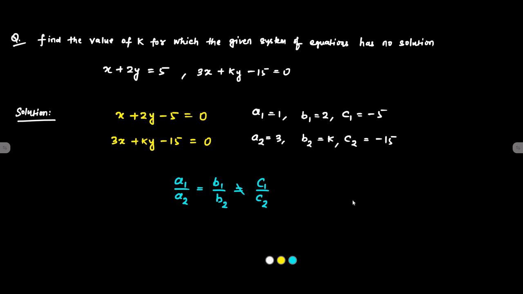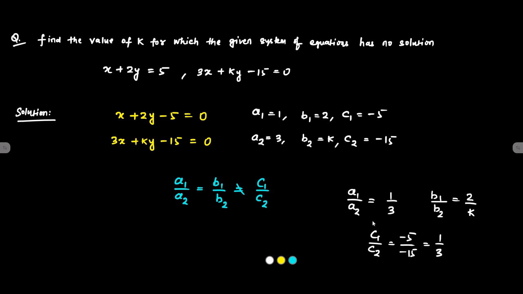So here let us determine what these individual ratios are. First, a1/a2 is equal to 1/3. b1/b2 is equal to 2/k. We have to find the value of k. c1/c2 is equal to -5/-15, which is equal to 1/3.